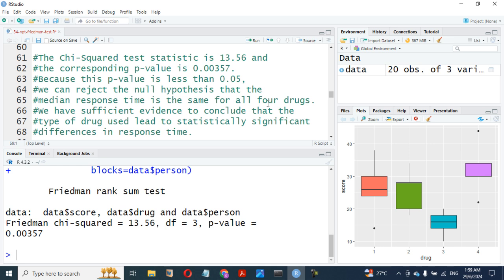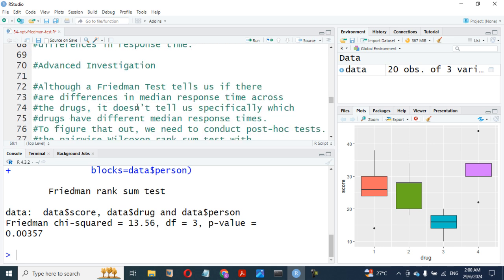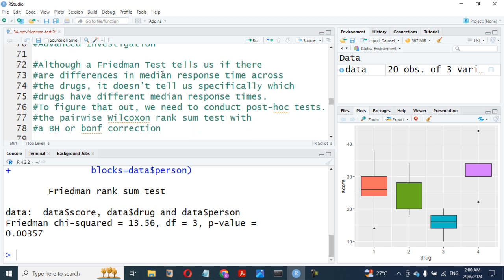Actually, we have seen this before in our summary, but we don't want to conclude based on that. We want to do proper testing to confirm. So we have sufficient evidence to conclude that the type of drug used leads to a statistically significant difference in response time. So that is simple. But we also want to perform some post hoc tests. We do advanced investigation, because the Friedman test tells us if there are differences in median response time across the drugs, but it does not tell us specifically which drugs have different median response times.